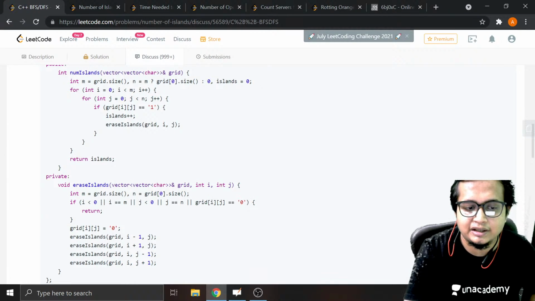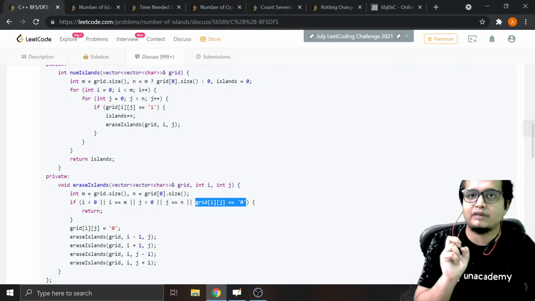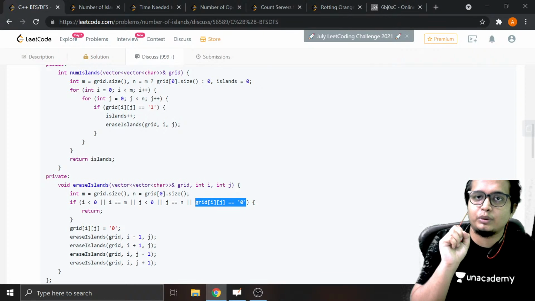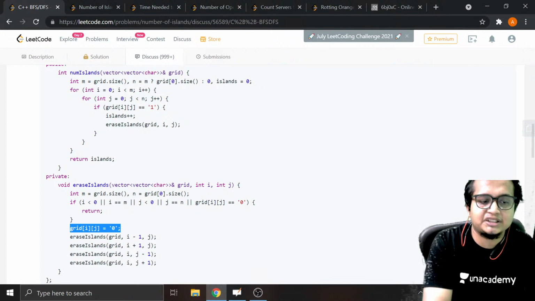Here we are checking, right? If it is land or water. As soon as I reach some place of land and I mark it as water, then I would never be able to come back again to it, right? So that is why they haven't used a visited array. They have just changed the grid.